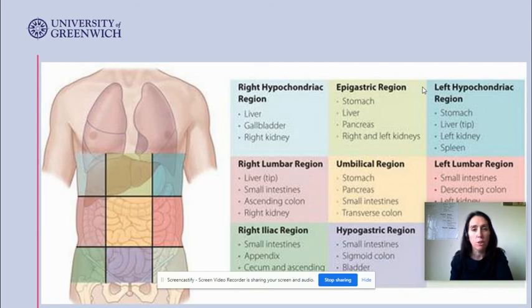Again, this is a good one to print out and pop into your folder for when you go on placement, but I would also add some notes beside that. So for example, when you're looking at the liver, you might have illnesses like hepatitis, psoriasis, inflammation. So write down the illnesses that come with each area too.